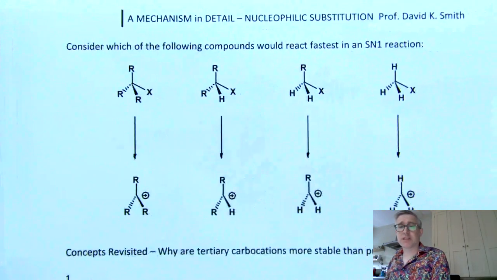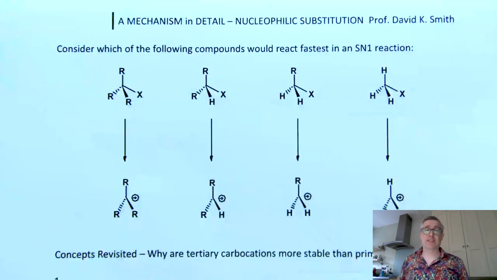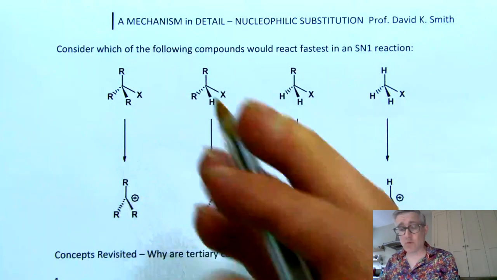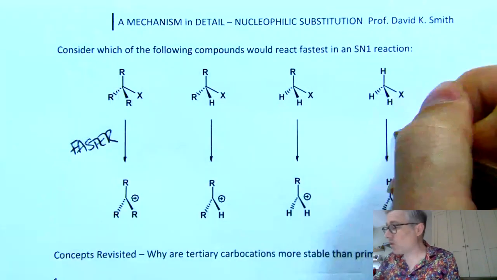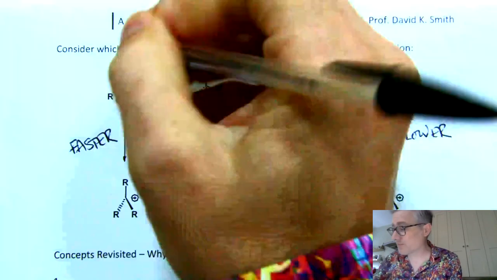So let's look at an example. Here are four different possibilities over the page. And I want you to think which will react fastest in an SN1 reaction. And there's going to be a little test embedded where you can click on what you think the right answer is. Hopefully, you said that the fastest one in an SN1 reaction will be the one on the left. And the slower one will be the one on the right.